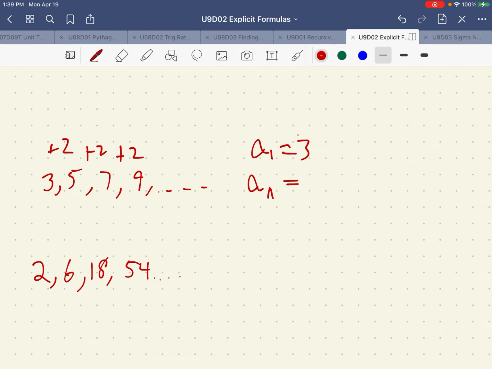term, we're going to take our previous number, whatever that is, and add 3 to it. This is called the recursive rule. It requires you to find one number at a time.